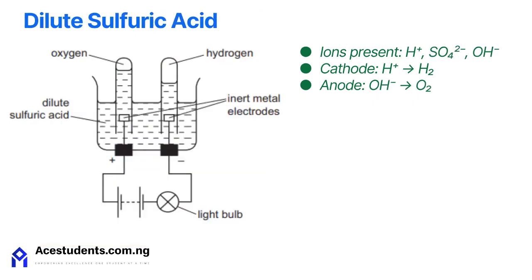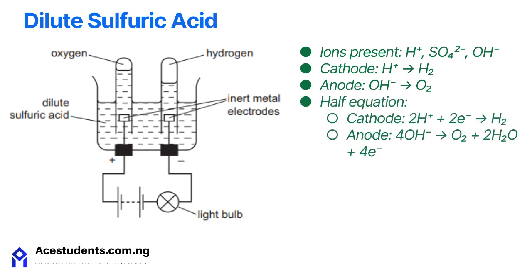With dilute sulfuric acid, the ions present are hydrogen ions, sulfate ions, and hydroxide ions. At the cathode, hydrogen ions are reduced to form hydrogen gas. At the anode, hydroxide ions are discharged to form oxygen gas. Observation: bubbles of hydrogen at the cathode and oxygen at the anode.